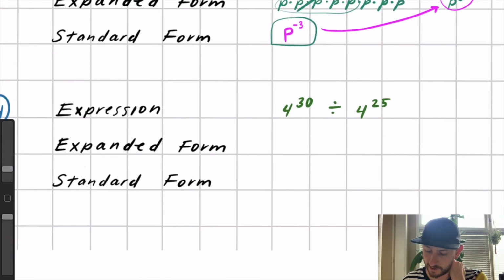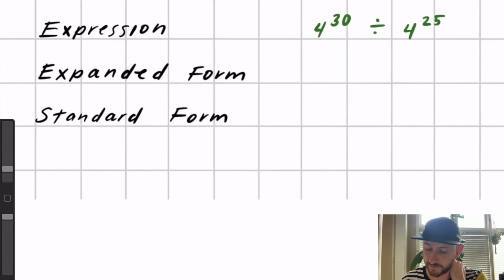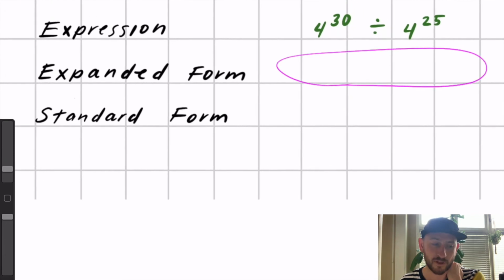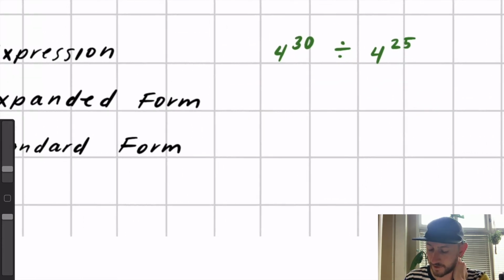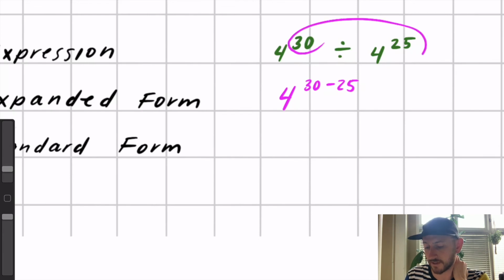So using that rule, let's do one where expanded form is way too long for anybody to want to do. 4 to the power of 30 divided by 4 to the power of 25? No, thank you. I'm going to actually do 4 to the power of 30 minus 25, because when we divide powers with the same base, we subtract their exponents. 30 minus 25 is 5. So standard form would be 4 to the power of 5.